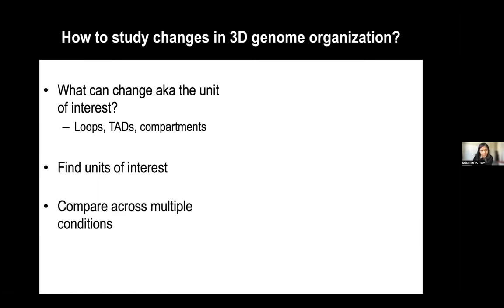So one question that we've been looking at is how to systematically study changes in the 3D genome organization. At a high level, what might we want to ask about? The first question is, what is the unit of change? One can look at change at the level of loops, topologically associated domains, or compartments. And then once we know what we want to look at, we want to find those units and then compare them.